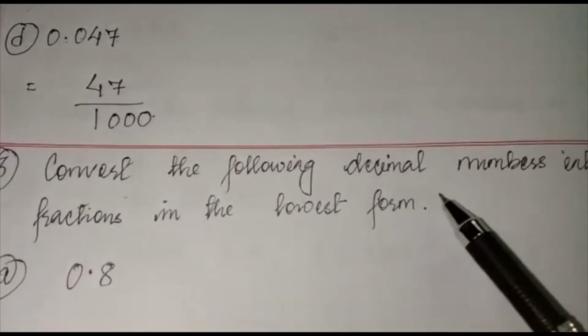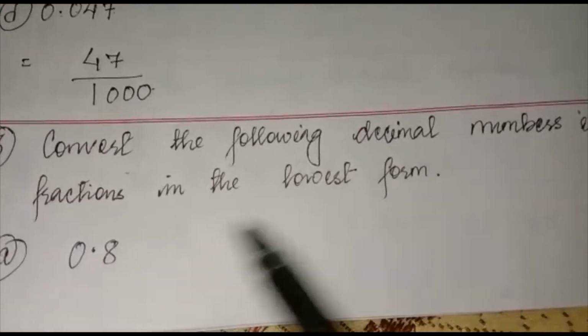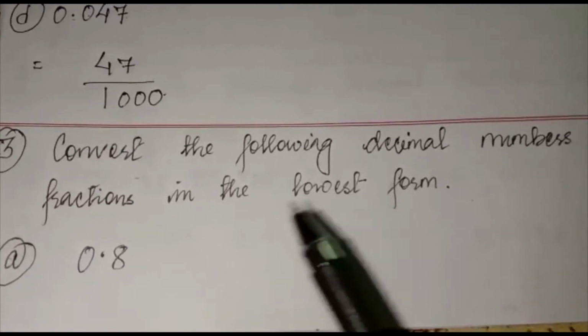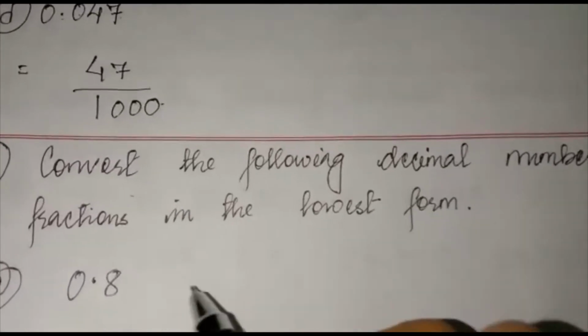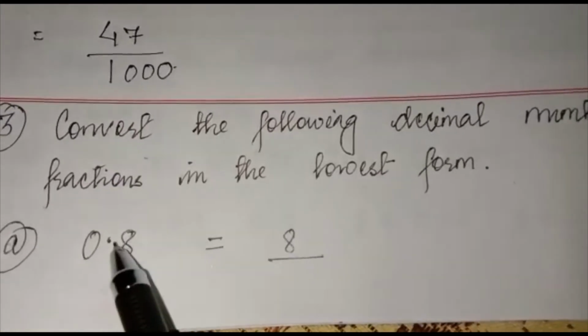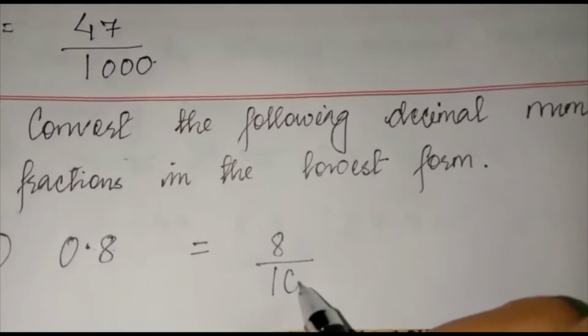Now next is question number 3. Convert the following decimal numbers into fractions in their lowest form. So here first you have to convert this into a fraction. Then you have to convert those fractions into the lowest form. So 0.8 is 8 divided by, in place of the decimal 1. After the decimal we have one number, 0, 10.